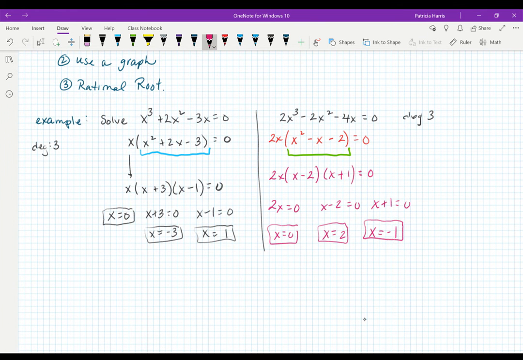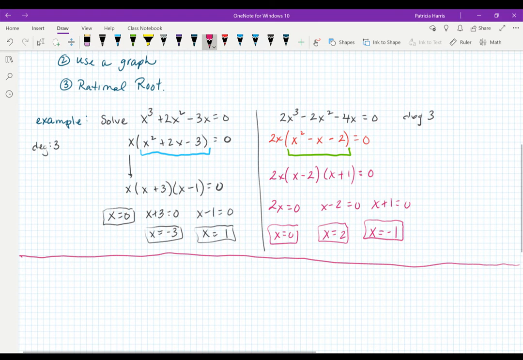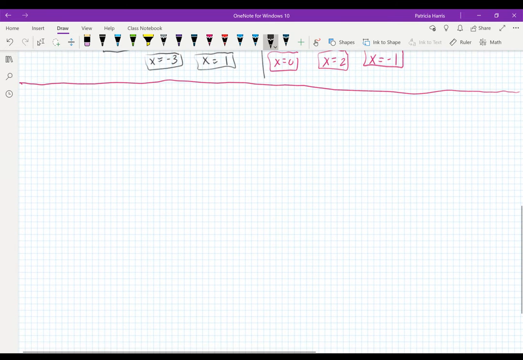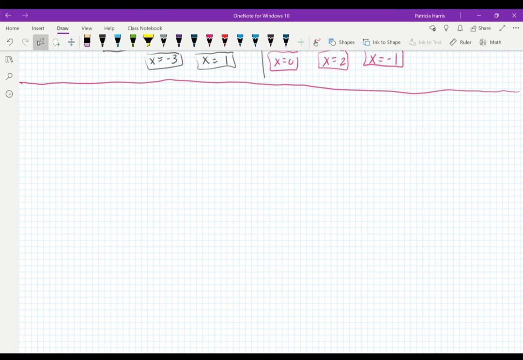All right, these first 2 were fairly straightforward. We're going to do something that is not quite that straightforward right now. Okay? So move this up. All right, let's say I have 5x cubed plus 4x squared minus 3x equals 0.